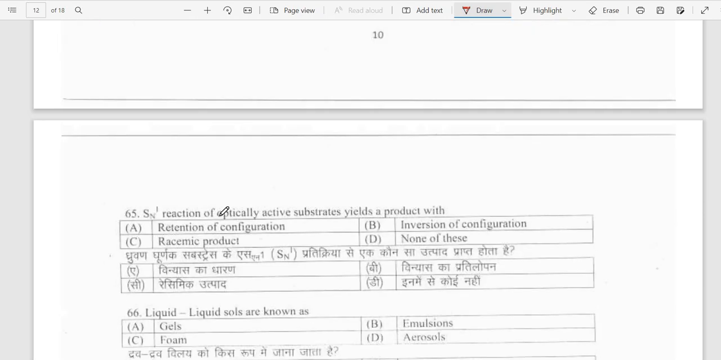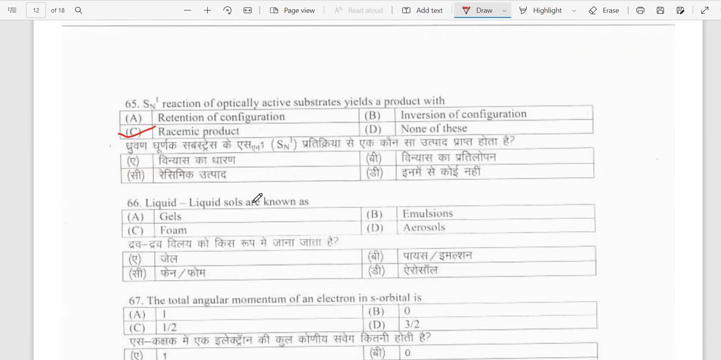In an SN1 reaction, an optically active substrate yields a product with retention of configuration, inversion of configuration, racemic product, or none of these. In the SN1 reaction, we all know that an intermediate carbocation is formed, and this intermediate carbocation can be attacked by the nucleophile from the front side or back side. That's why the racemic product is formed in the SN1 reaction. Okay, racemic product. A liquid in liquid colloid is known as emulsion.